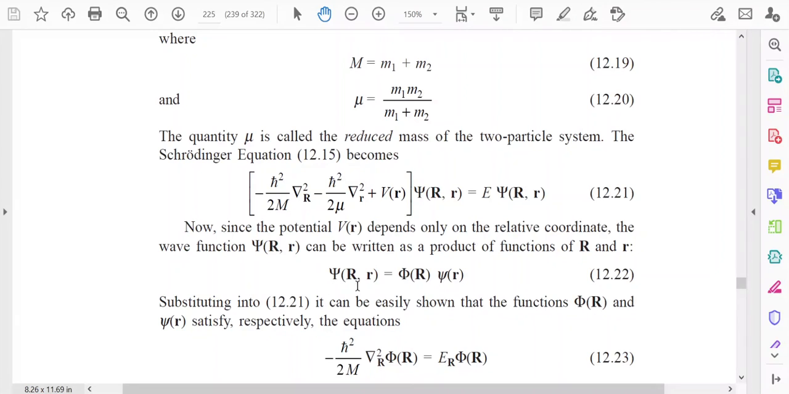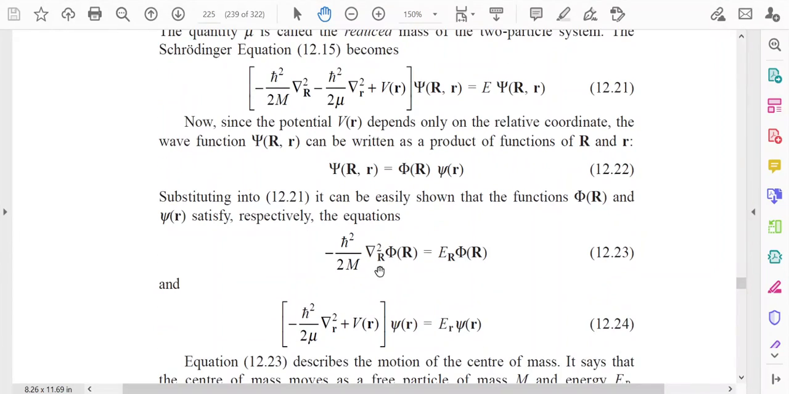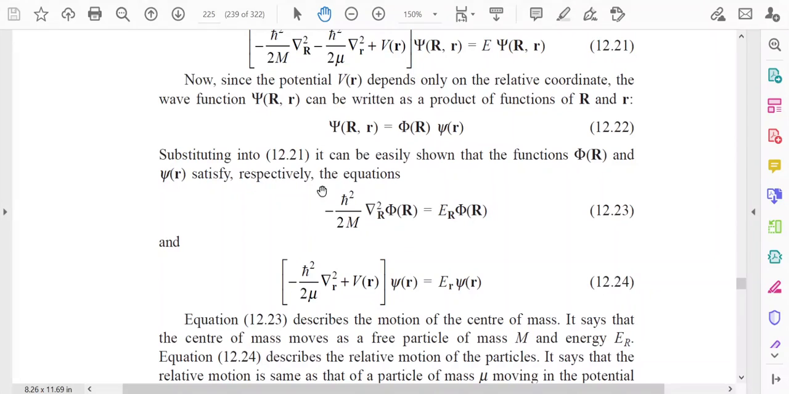Now if we substitute the expression of ψ in this equation, we can separate this equation into two parts. The first part is like this: minus ħ² by 2M ∇_R² Φ(R) is equal to E_R Φ(R). We are writing E with the suffix capital R because this equation depends only on the center of mass coordinate. That is why we are writing the energy term only for the center of mass. And another equation will be minus ħ² by 2μ ∇_r² plus V(r) into ψ(r) is equal to E_r into ψ(r).